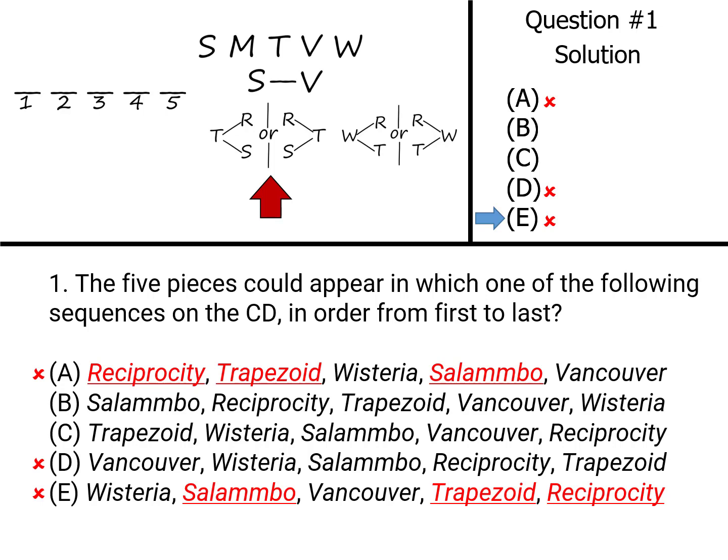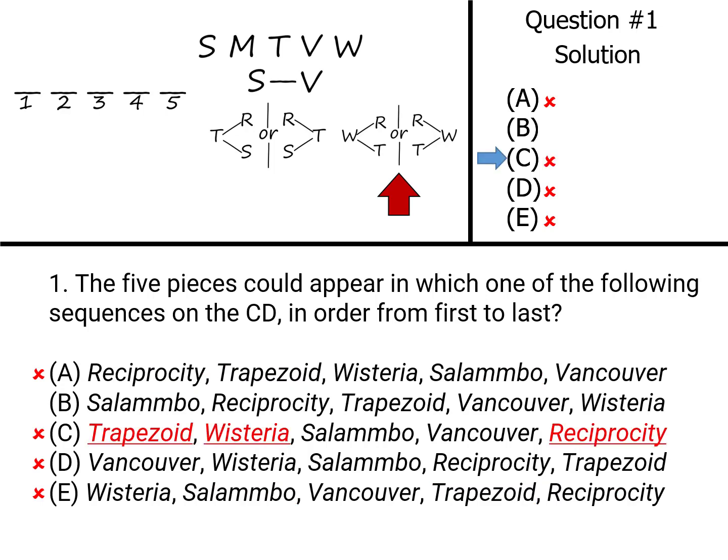That leaves one rule and one thing left to eliminate. The third rule is the one that says W can't be between R and T. Answer choice C violates that, so then that means that by default, answer choice B must be our answer. So we go to the next question.